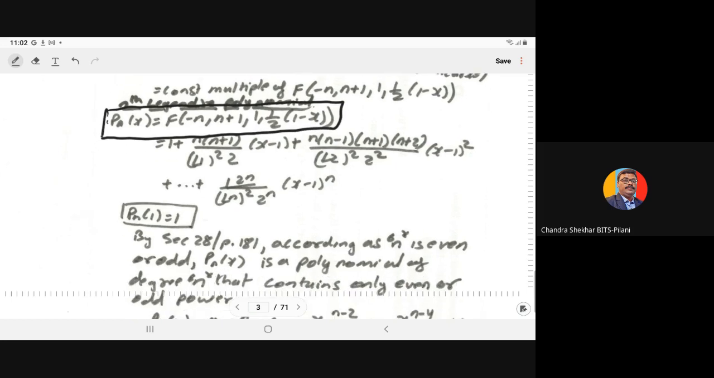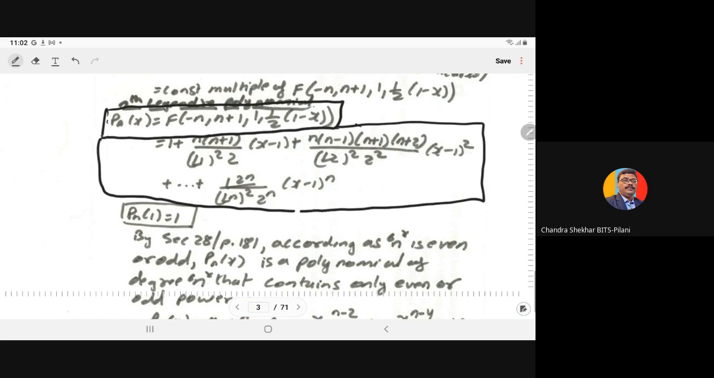So this is the one solution, or Pn(x), and this is the expansion of the hypergeometric function. So you can say that this is the Legendre polynomial. From here you can judge that the highest term is of x to power n.